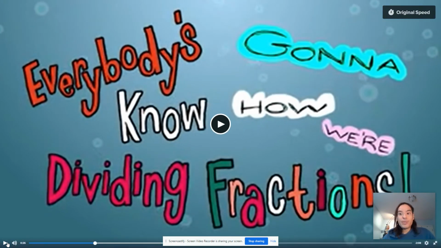All right, so keep, change, flip. What that means is you're going to keep the first fraction the same, change the division sign to a multiplication sign, and then you're going to flip the second fraction. So you're going to put the bottom number on top, the denominator is going to be your numerator, and the numerator is your denominator. We'll do some examples.